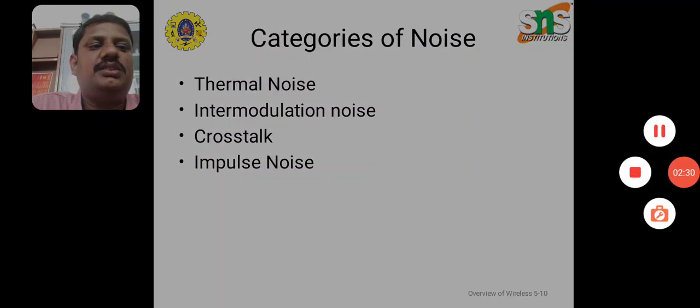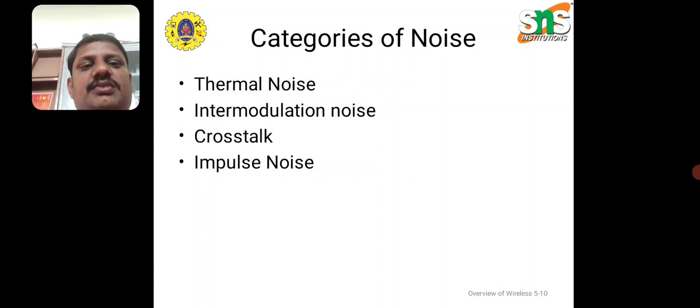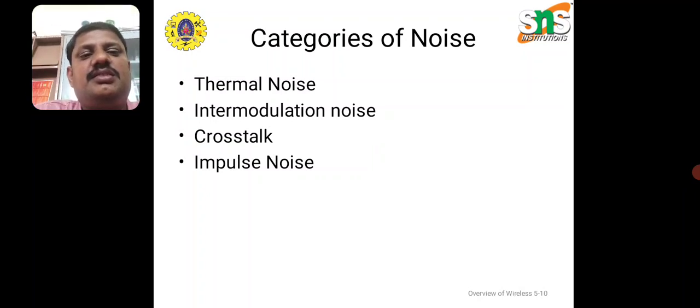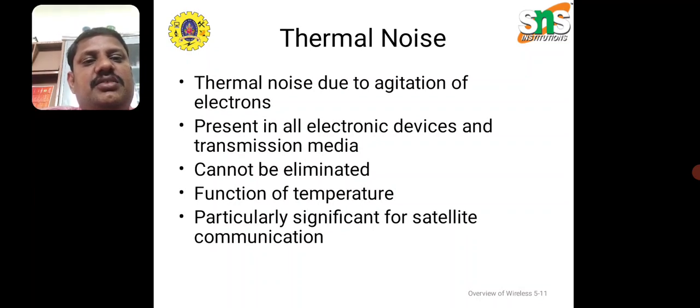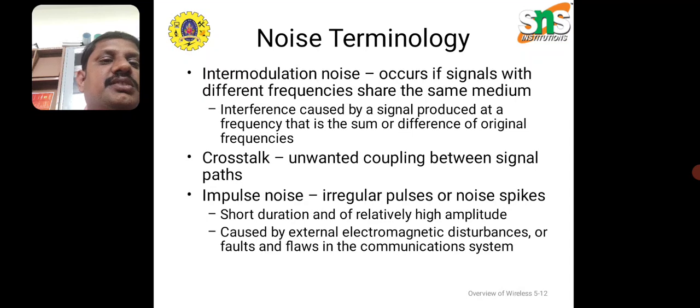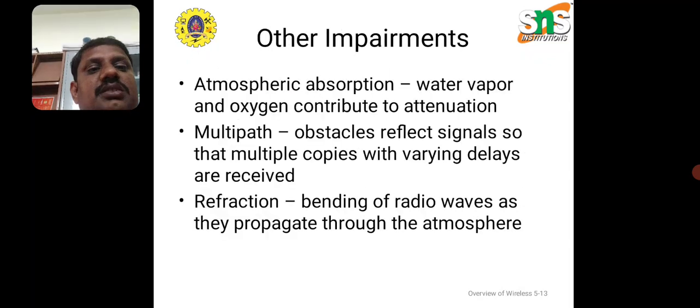Noise is an unwanted thing that happens in the communication medium. In that we have thermal noise, intermodulation noise, crosstalk, and impulse noise. Thermal noise is due to the agitation of electrons, it is present in all electric devices and transmission media, and cannot be eliminated. It is a function of temperature, particularly important for satellite communication. Intermodulation noise occurs in signals at different frequencies in the medium. Crosstalk is unwanted coupling between signal paths. Impulse noise consists of irregular pulses or noise spikes.